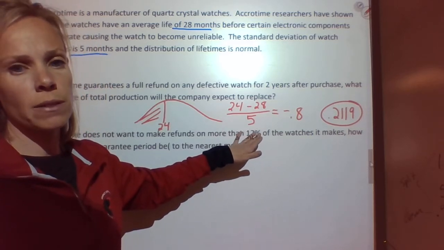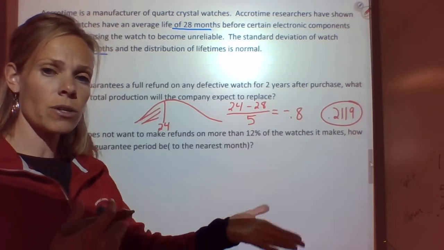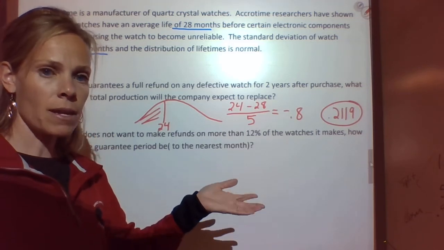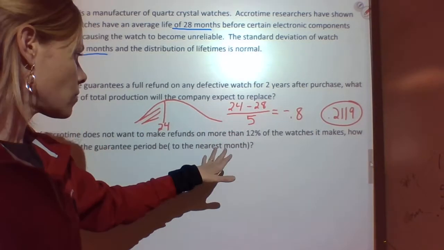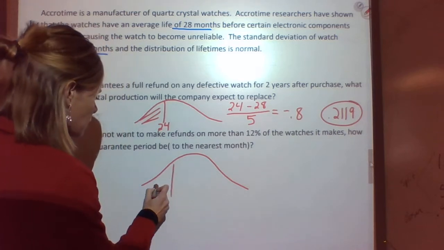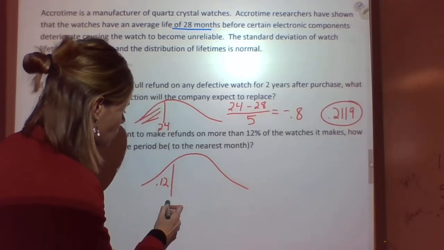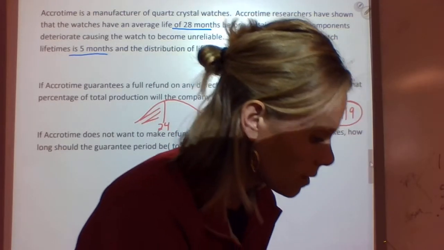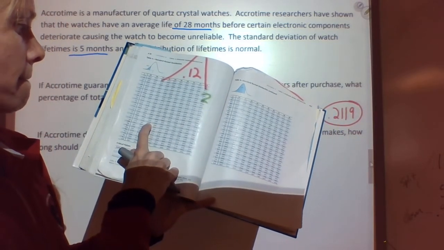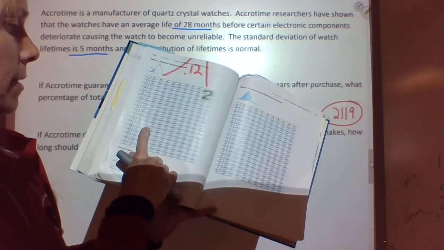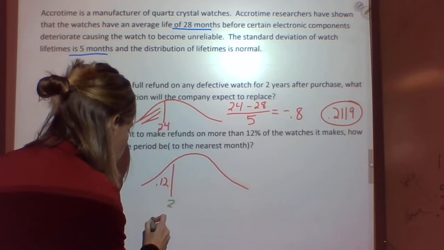So now what does this warranty need to be so I'm not replacing more than 12% of my watches? Okay, so now this is 5-3, you're going backwards. I have a percent that needs to go back to a z-score to then find the raw score, how many months. So 12%, okay, so I'm replacing the bottom 12%. So what is that z-score for 12%? So now I'm looking at the lighter black numbers, 0.12. And this one's going to be splitting. So negative 1.175.